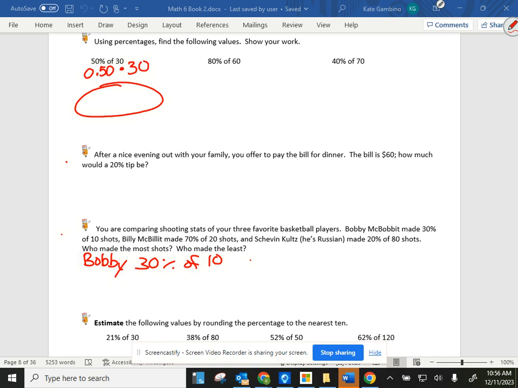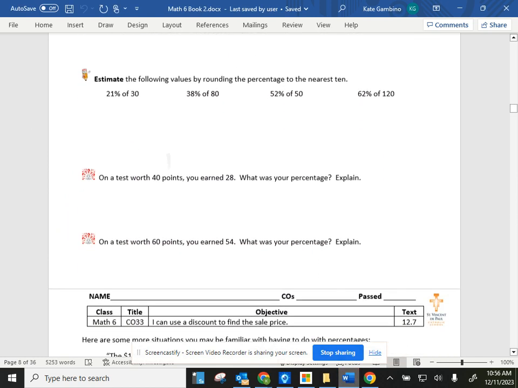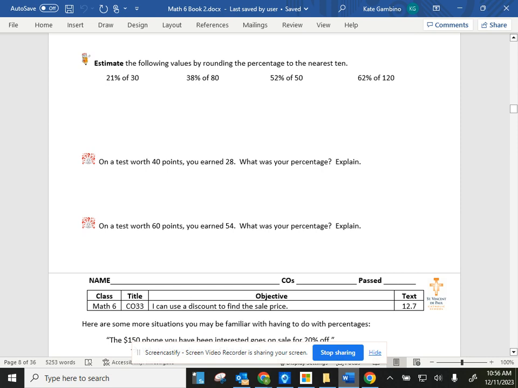Oh no, next one's estimating. Let's see how we're supposed to estimate. Estimate the following values by rounding the percentage to the nearest 10. So instead of saying 21% of 30, what would I put? 20% of 30. I would round it down to that 20. So then I would do 0.20 times 30 and then put your answer.